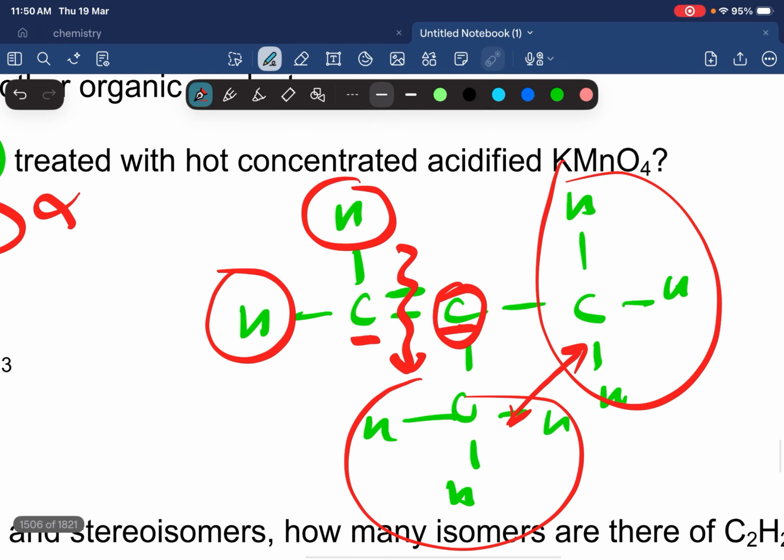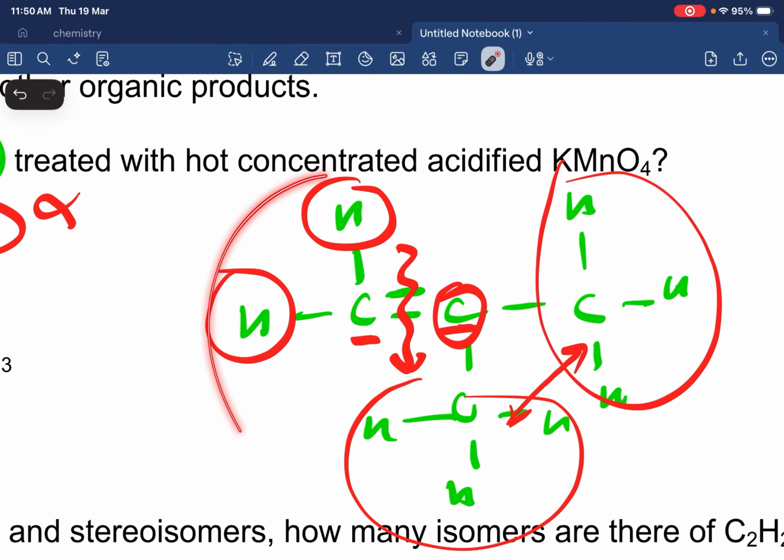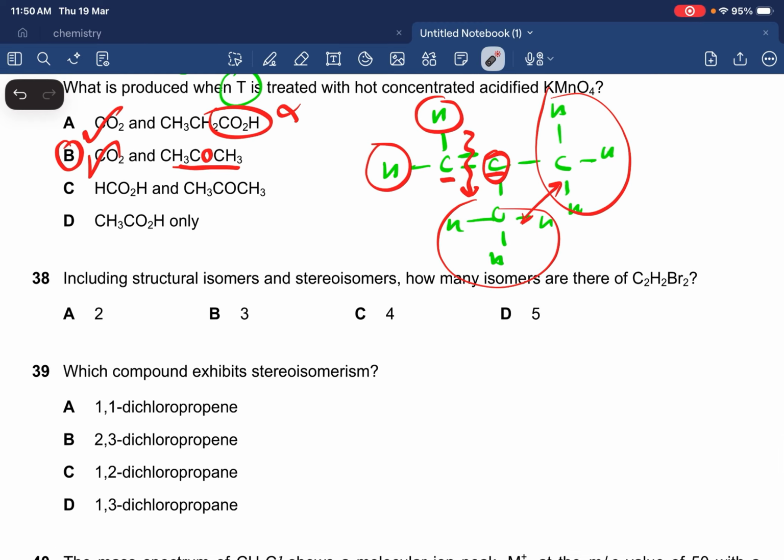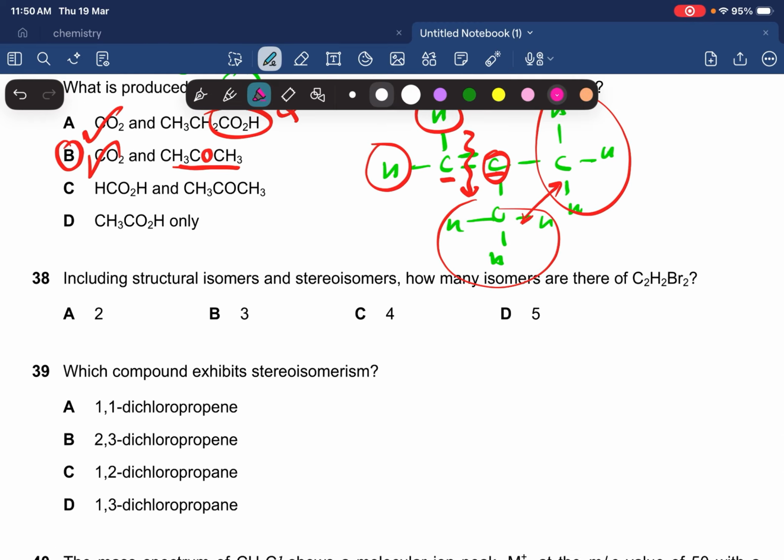Why option B? You can see it for yourself. We're going to form a ketone here because this carbon is attached to 2 alkyl groups, and this carbon is attached to 2 hydrogens.